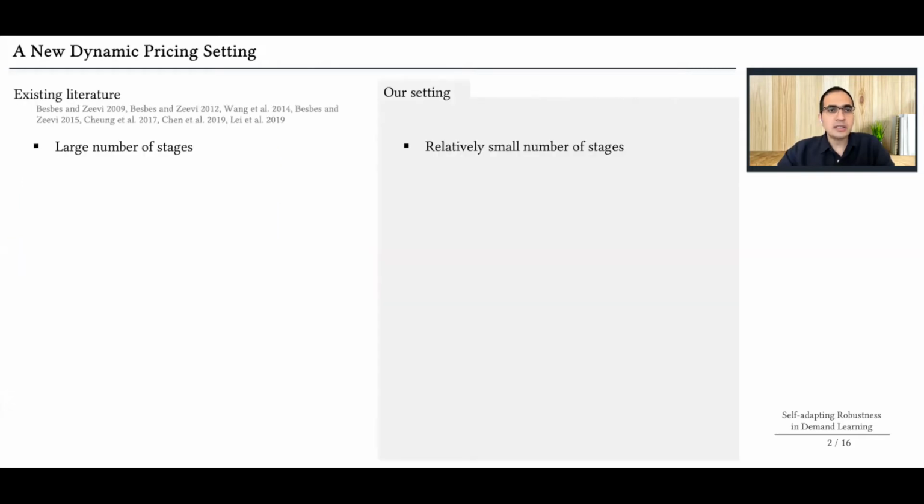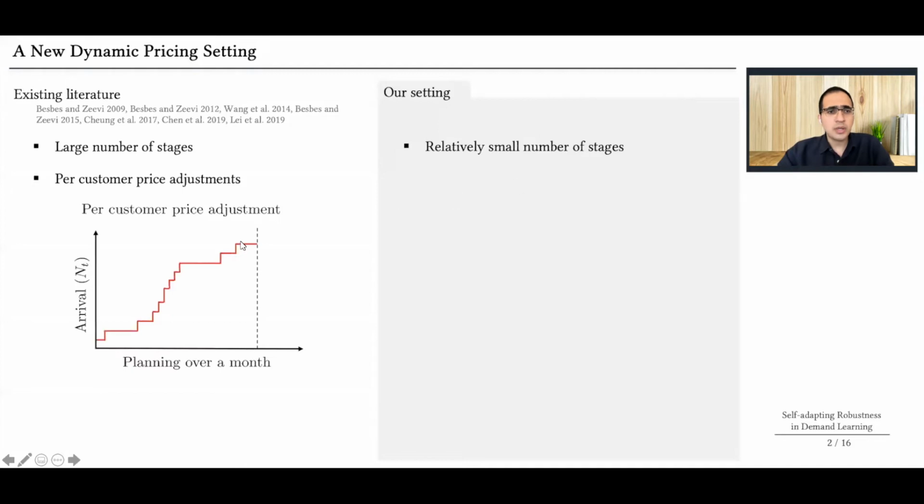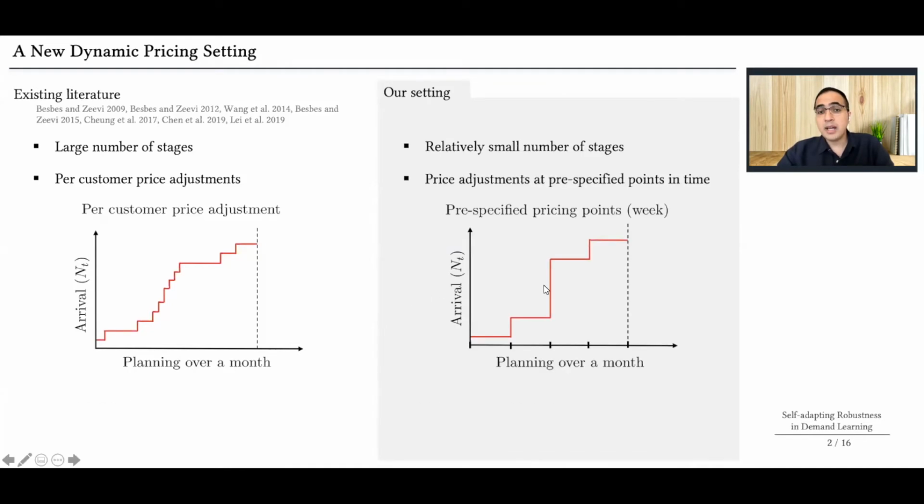In the literature, typically, the number of stages is large, though in our setting, we consider a relatively small number of stages. Also, the price adjustment in the existing literature happens at the customer level. However, in our setting, the price can be set at pre-specified points in time. For example, if we plan over months, maybe we can only set the prices at the week level. Therefore, every customer who arrives in a given week observes the price that is set at the beginning of that week. This is a key difference between the existing literature and our setting.